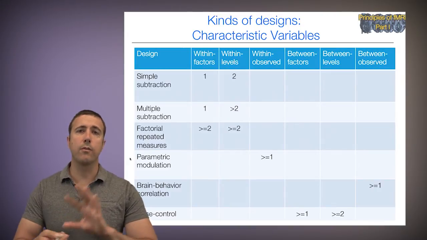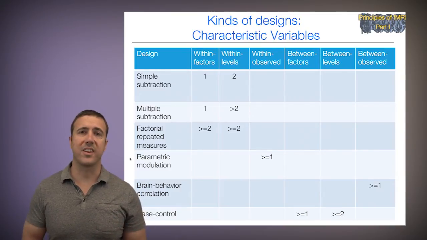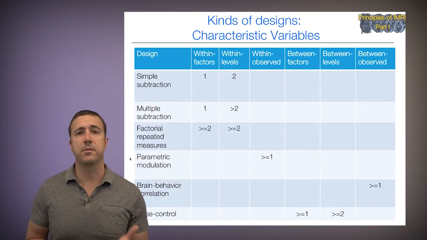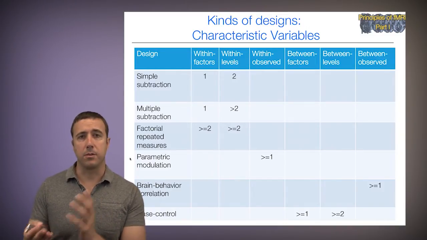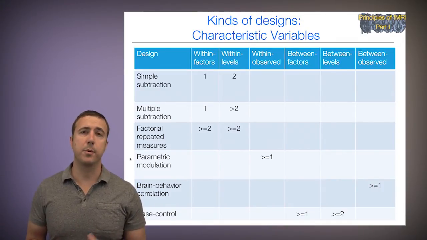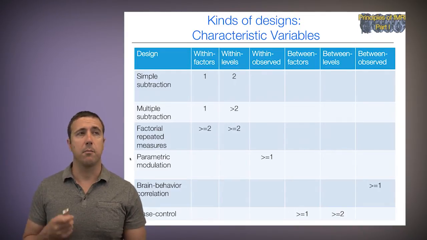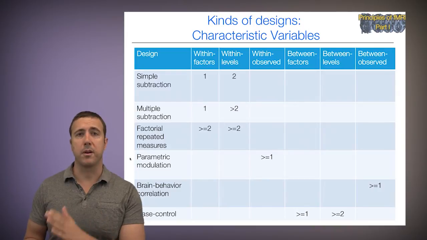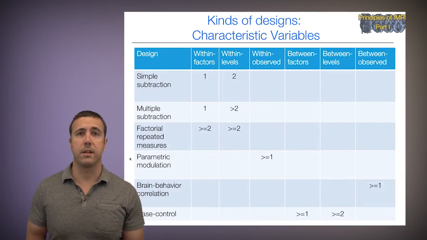And here's an overview then of what a number of these different kinds of designs look like in terms of their characteristic variables. So a simple subtraction design, to focus on the first row, will have one within subject factor with 2 levels. Task A minus B, task versus control. A multiple subtraction design might have at least one within subject factor, but multiple levels for multiple comparison conditions. A factorial repeated measures design has at least 2 factors that are independent and at least 2 levels per factor.